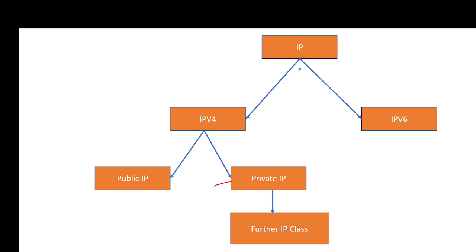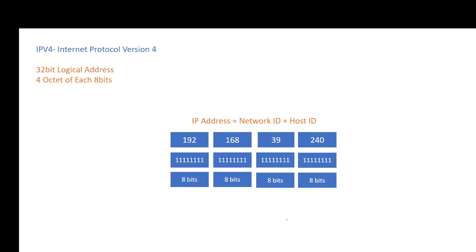Now whether it is a public IP or a private IP, the IP address itself gets classified into multiple classes. That is called IP classes. There are 5 different classes in the IP addresses.